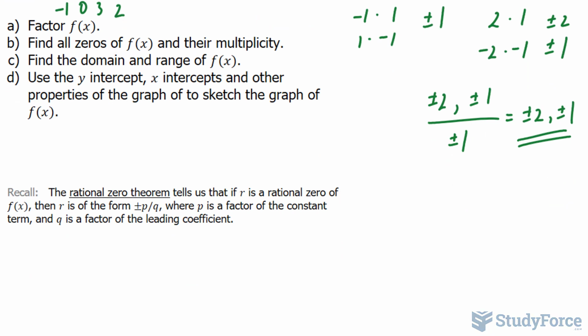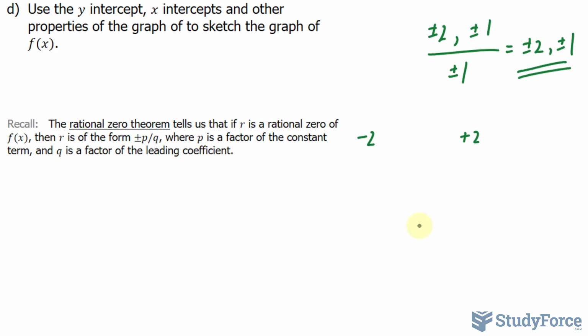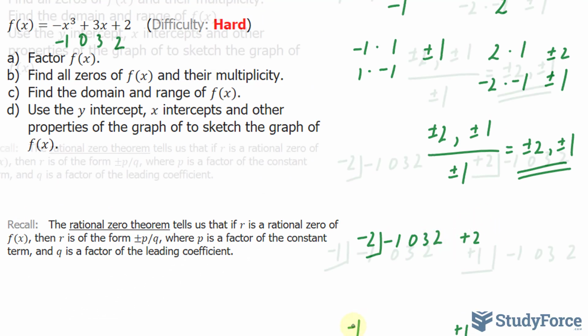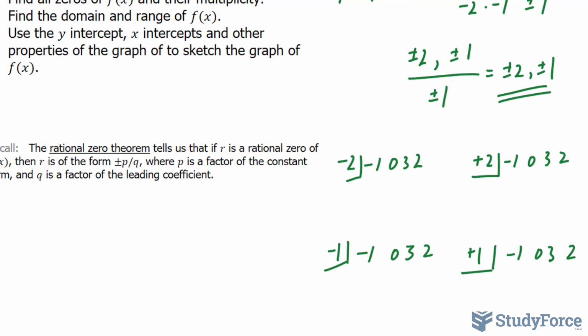So what I will do is take negative 2, positive 2, negative 1, and positive 1, and perform synthetic division with the numbers negative 1, 0, 3, and 2. And the same thing for positive 2 and plus 1 and negative 1. And if you're wondering, the reason why we're performing this synthetic division is we want to find out which of these will give us a remainder of 0. And it turns out that the one that gives you a remainder of 0 is the number that is a root of the function.